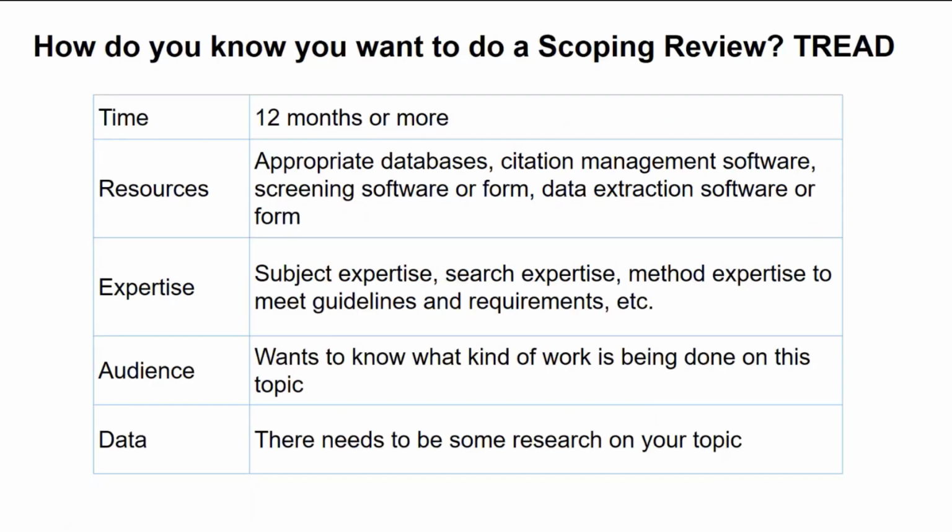Now that we know what a scoping review is, how do you know if you want to do one? One helpful framework to determine what type of review you want to do is TREAD, which stands for time, resources, expertise, audience, and data. So these are the elements for a scoping review. They take as much time to do as a systematic review. You will want to make sure you have the appropriate resources and expertise, and you want to consider your audience. You also want to make sure there are enough studies in this area to warrant a scoping review.